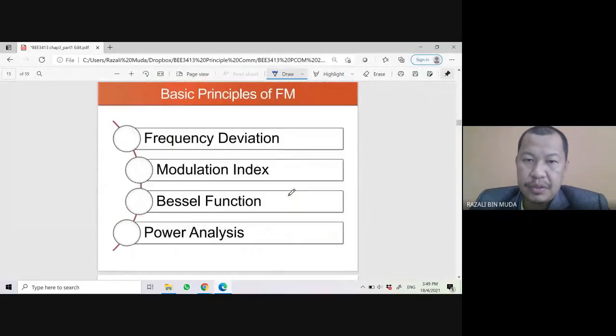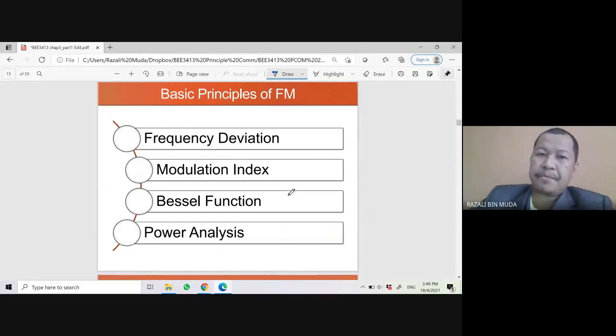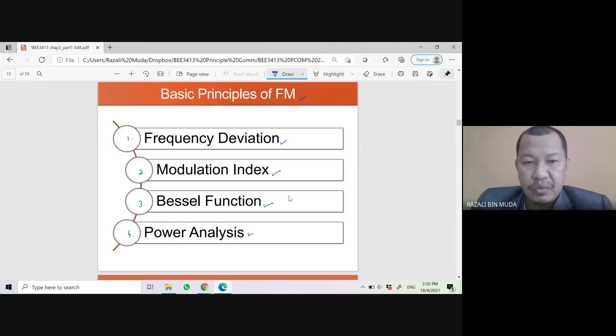Okay, basic principle of FM. First is frequency deviation. Second is modulation index. Third is Bessel function. And fourth is power analysis. So let's see one by one.